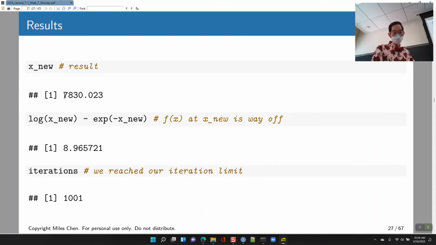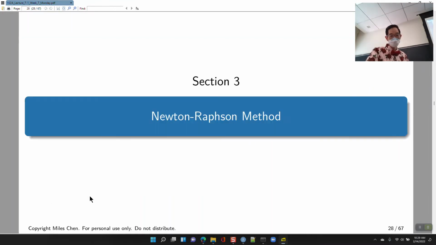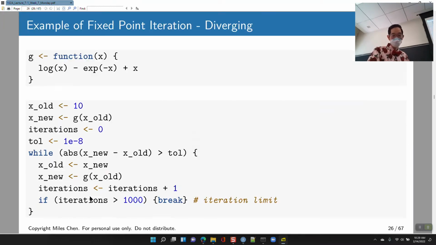Well, it finds x to be 7,830, and when I plug this value into the function, log of x minus e to the negative x, I get 8.96. That is not anywhere close to 0. And it quit after reaching 1,001 iterations. So we reached our iteration limit, and it would have kept going forever if we didn't tell it to stop. So that's a diverging fixed point.